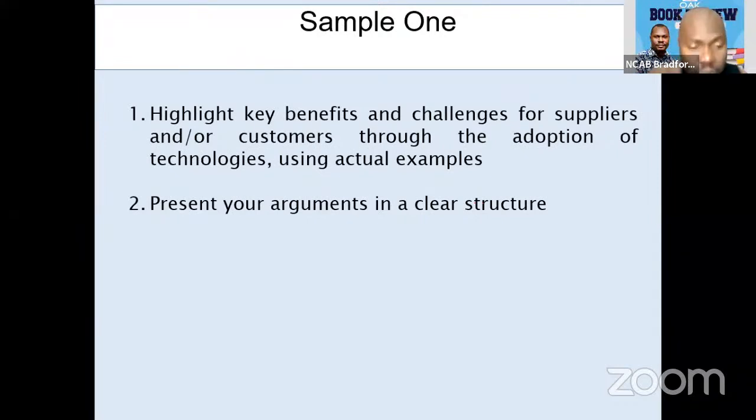We are talking about challenges. What are those challenges? Mention them and mention how they affect. What are those key benefits? Mention those key benefits and practicalize it in what you are writing. For example, the key benefit of artificial intelligence on transportation is that we can track the movement of our goods. That's a good example. You can use that.